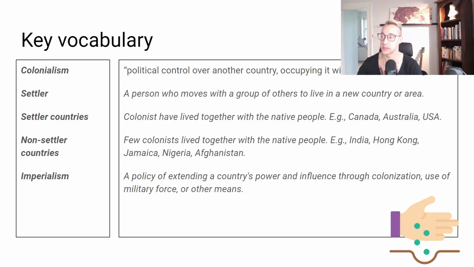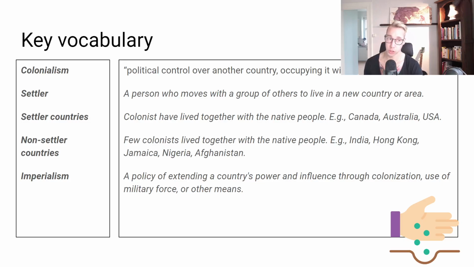Colonialism is the political control over another country, for example, occupying it with settlers and exploiting it. A settler, then, is a person who moves with a group of others to live in a new country or an area. There are settler countries where these settlers or the colonists live together with native people. We have many such examples, for example, Australia, Canada, United States.